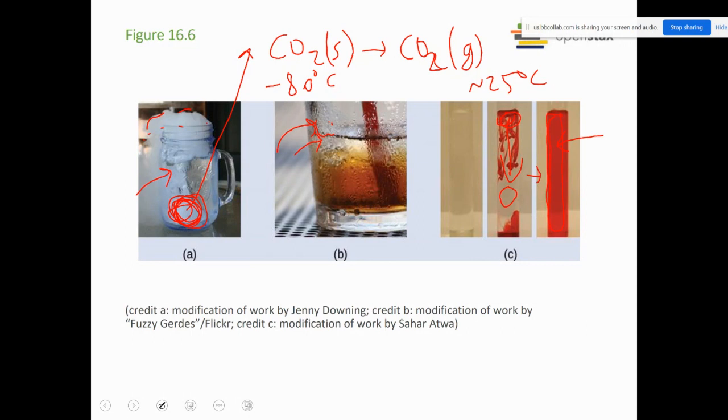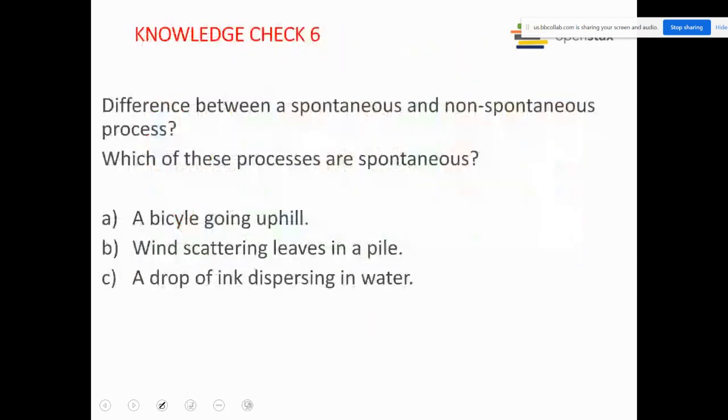Right, so I hope this concept is important. That's why I've been spending so much time on it. Make sure you are comfortable with this concept. Now your knowledge check asks about this process of spontaneous and non-spontaneous process. There are three examples. I already talked about most of them. It just asks you whether this process is spontaneous or not. So I'm going to start talking about two or three slides, and then I'm going to stop for today.